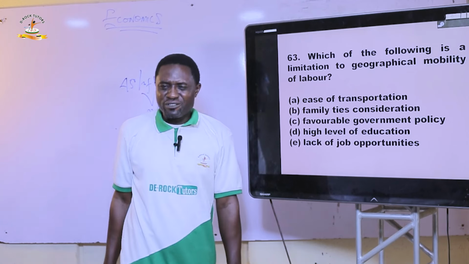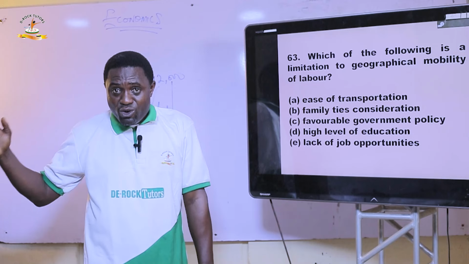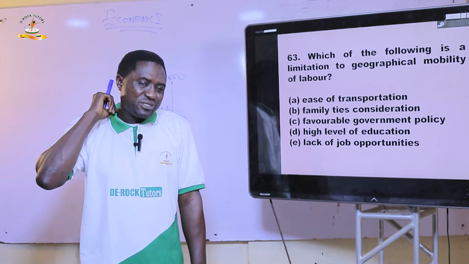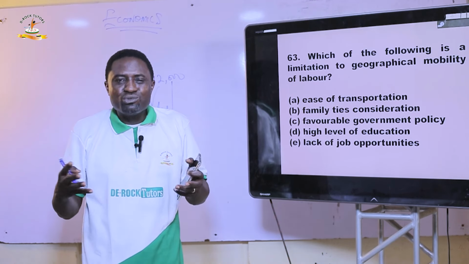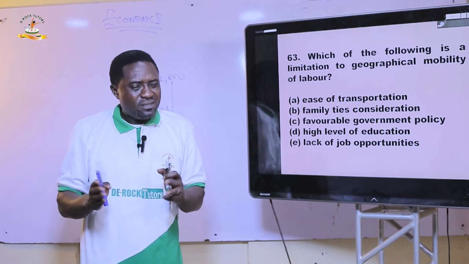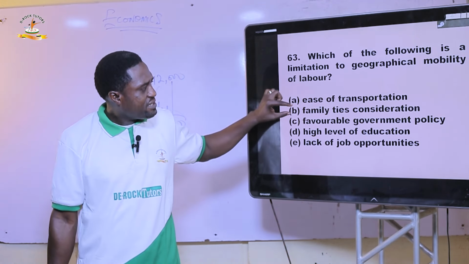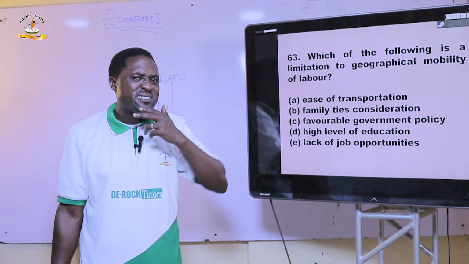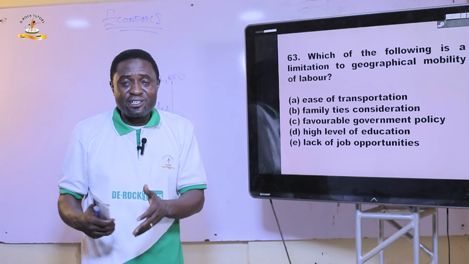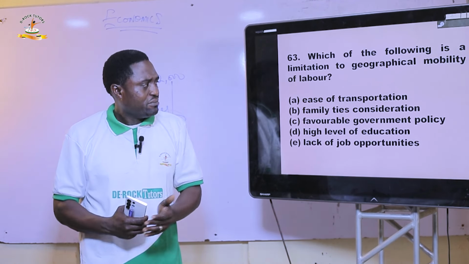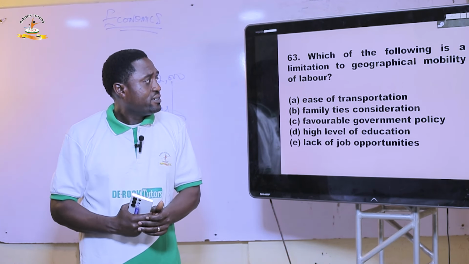Family ties consideration. It is stronger. You may have a job in another environment or another state, but some people who have a very strong tie with their family may not want to leave, for personal reasons or whatever. If you look at these options very well, this is very strong. You can be drawn back, because you don't want to dissociate yourself from your family. So the best option is B, family ties consideration.